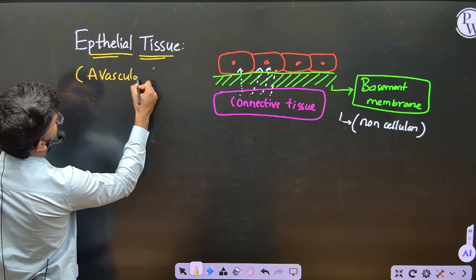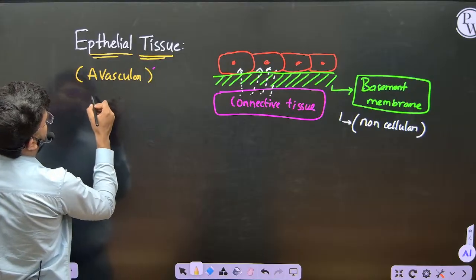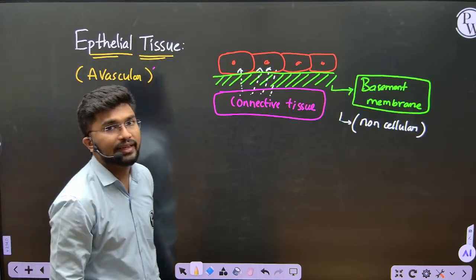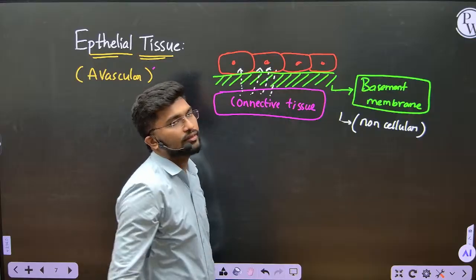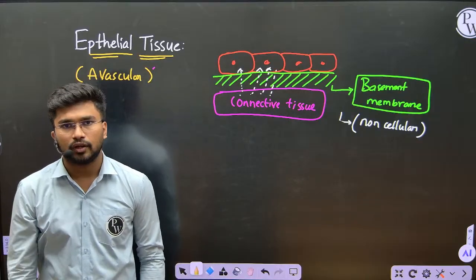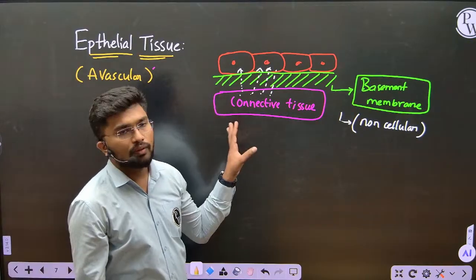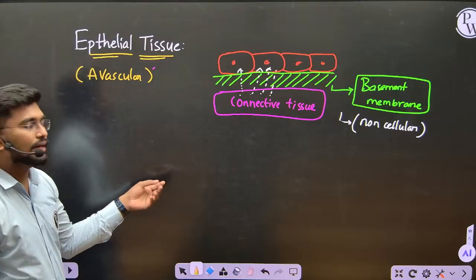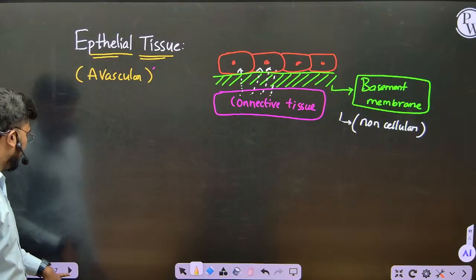It is avascular. Blood supply is absent. Clear? Then how is it taking nutrients? It is taking from the nearby connective tissue. Got it? So that is about how epithelial tissue appears. Okay, next.